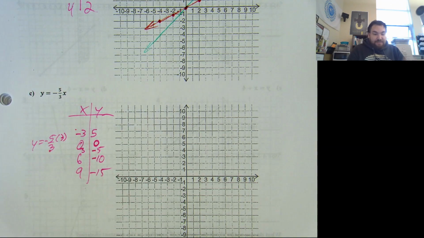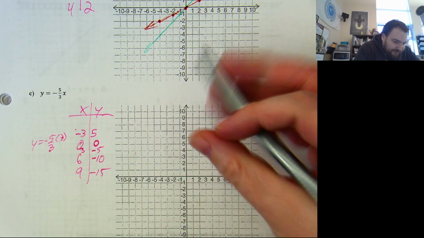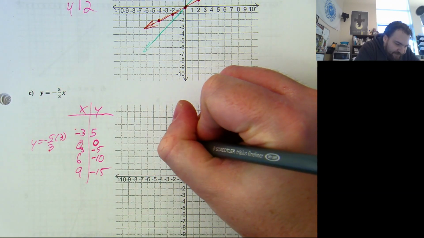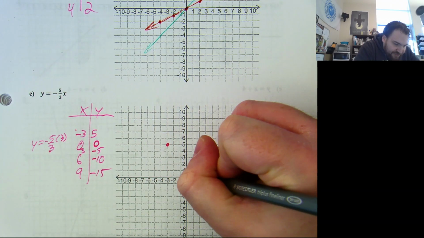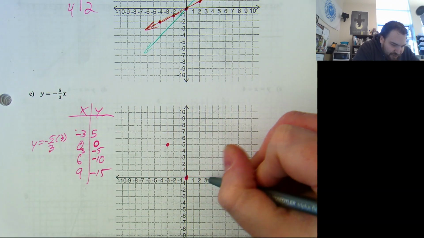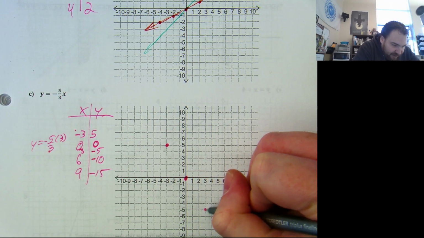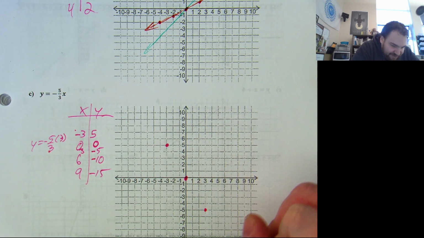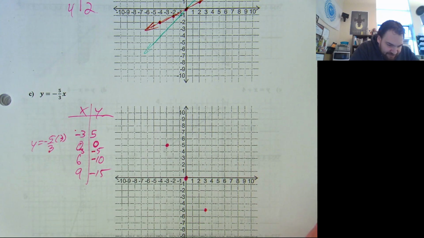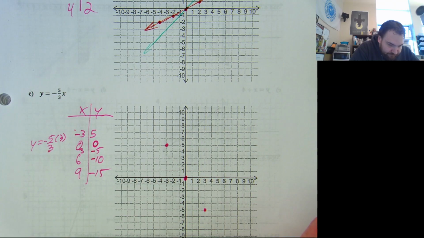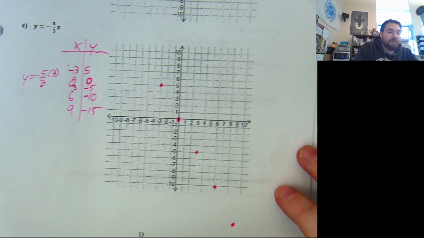So now let's graph these points. -3, 5 is going to be left 3, up 5. 0, 0 is going to be right there. 3 and -5 is going to be right there. 6 and -10 is going to be down there. And then 9 and -15 is going to be down here somewhere. Off the grid.